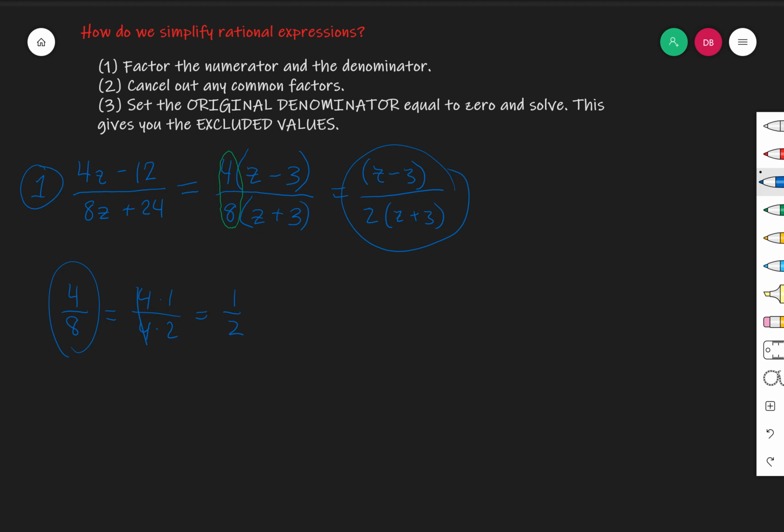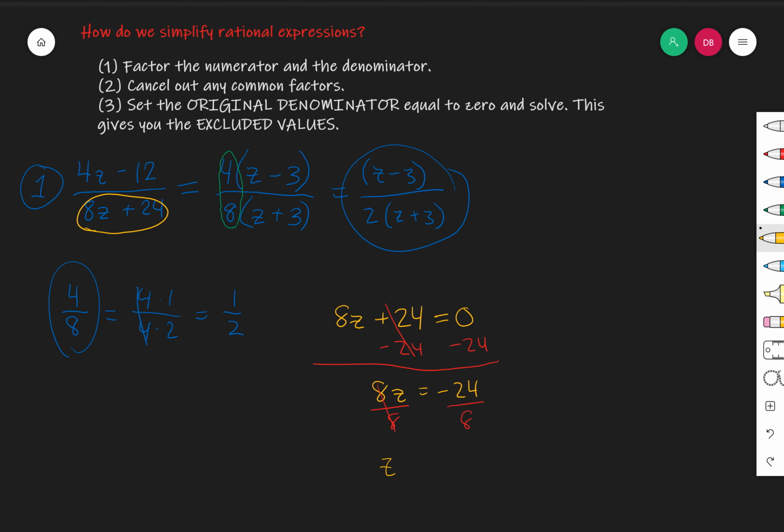Okay, now we want to set the original denominator equal to 0 and solve, so let's do that in this nice gold color. So our original denominator is right here. 8z plus 24 equals 0. So we want to solve. We'll subtract 24 from both sides. That cancels out on this side, and we've got 8z is equal to negative 24. Then we'll need to divide by 8 on both sides to get the z by itself.